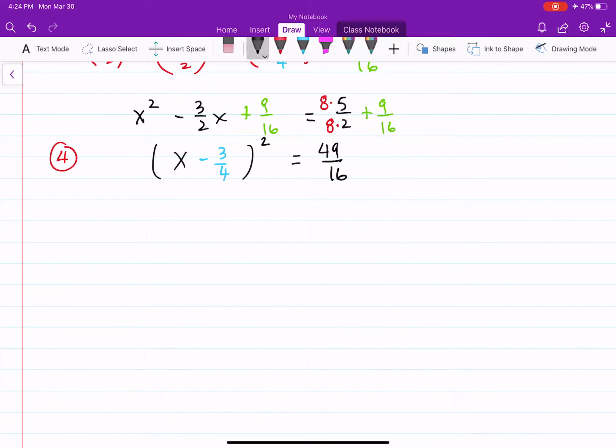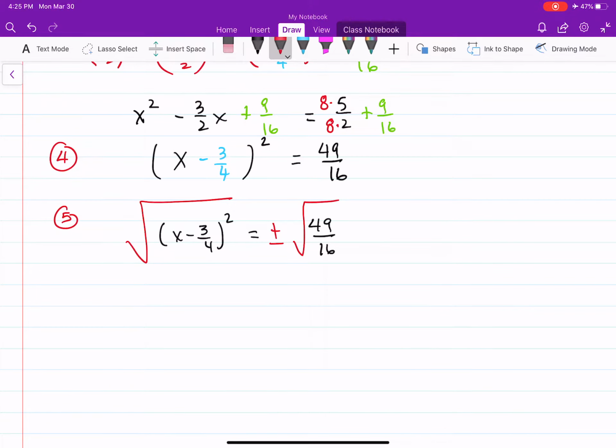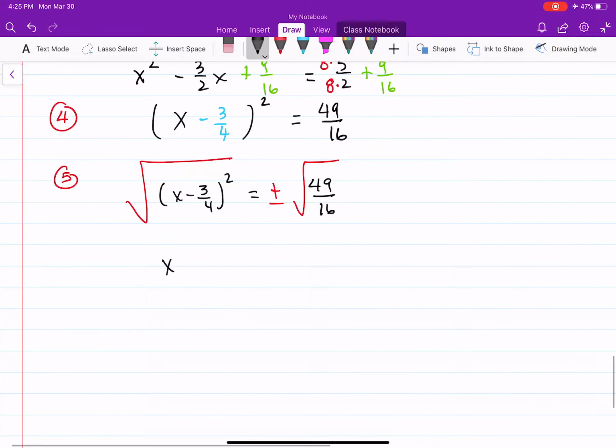Step 5 is to solve. So I have here x minus 3/4 squared is equal to 49 over 16. So to solve this, I got to take the square root of this side plus or minus the square root of this side. So I got x minus 3/4 is equal to plus and minus 7 over 4, because square root of 49 is 7, square root of 16 is 4.